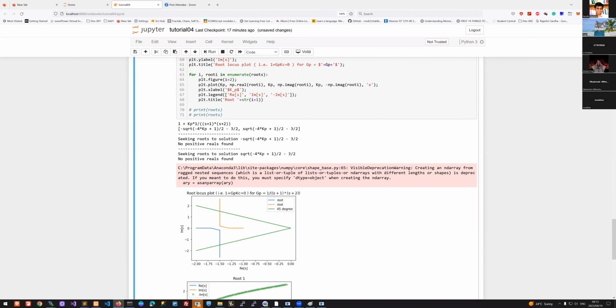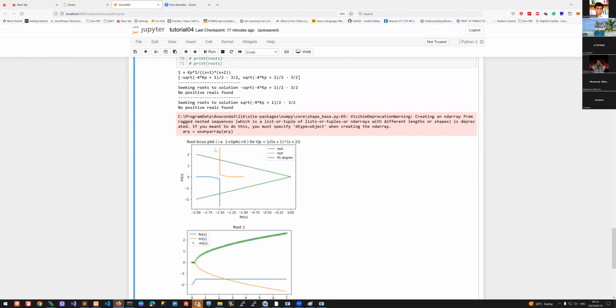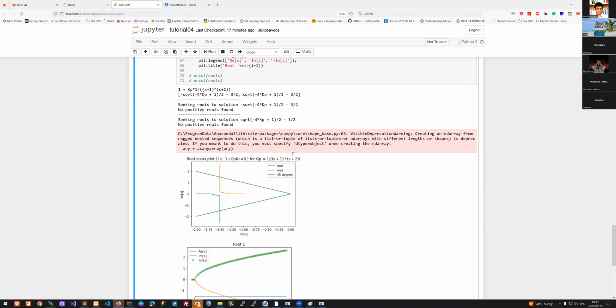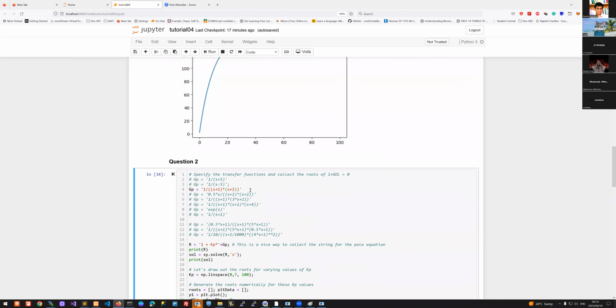Hello. May I please ask about the orange lines, the 45-degree orange lines? So are you asking what this orange line is? Sorry. Yes, may I please ask about the orange lines, the 45-degree orange lines? Do they give us the region where we'll have optimal Kp values?